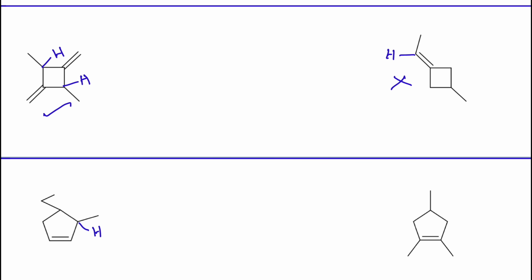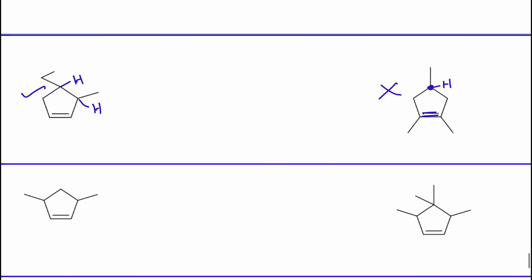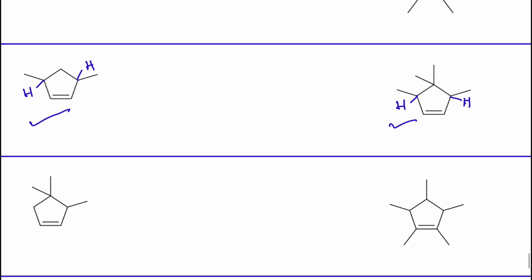Methyl and hydrogen, ring is geometrical center. Here the double bond is not a geometrical center, and the ring is also not a geometrical center because the condition is satisfied only at one place. No geometrical isomerism. Methyl and hydrogen, yes, it shows. Methyl hydrogen, yes. Methyl hydrogen, but here both are methyl groups. The ring is not a geometrical center. The double bond is also not a geometrical center.